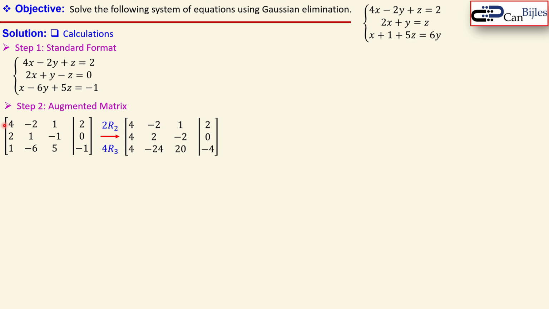So you see actually here 4, minus 2, 1 and 2, that's just a copy. But here everything is doubled. 2 times this, 2 times that one, 2 times that one, 2 times 0 is 0. And here everything is times 4. So that's 4. This is minus 6 times 4, so minus 24. 5 times 4.